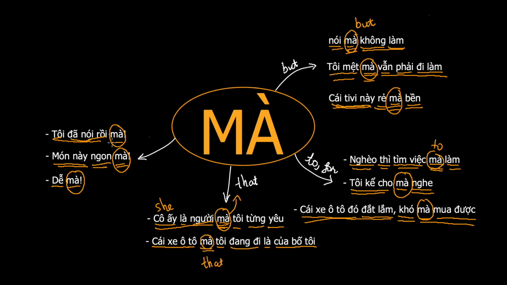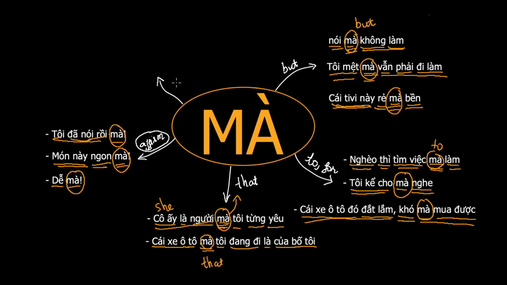So you can use the word mà to indicate your affirmation or explanation, or you want to emphasize that your opinion is correct. Tôi đã nói rồi mà. As I've said before, món này ngon mà. That food is really delicious mà. Dễ mà. So the mà here you can use to affirm your opinion.